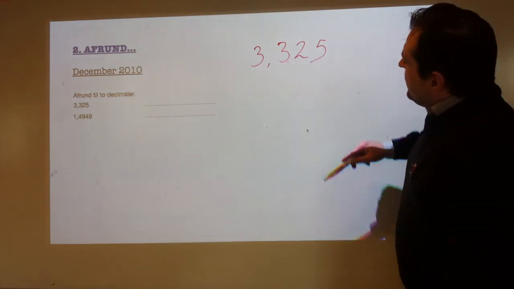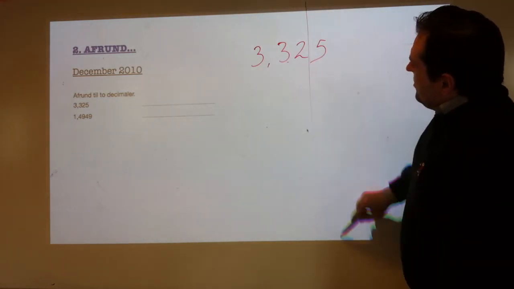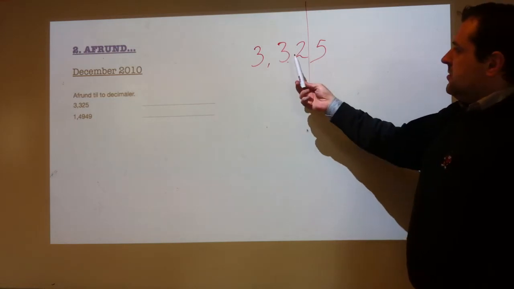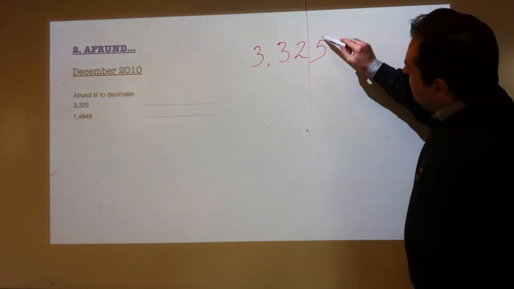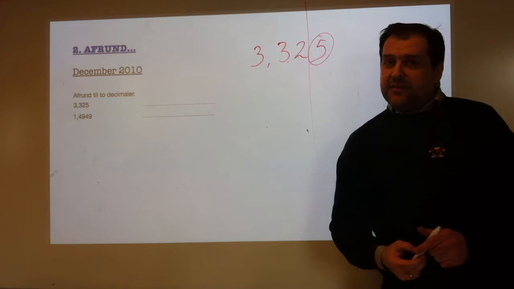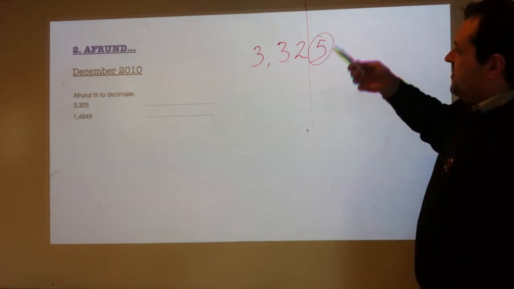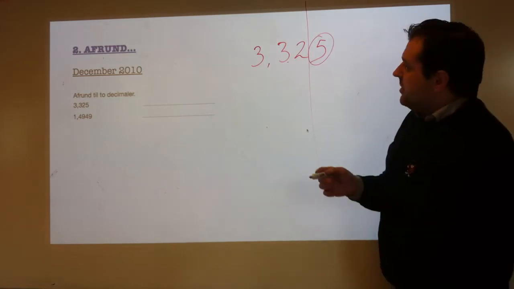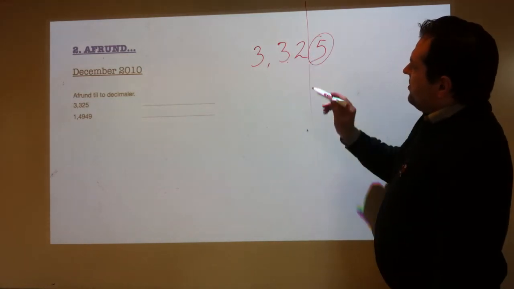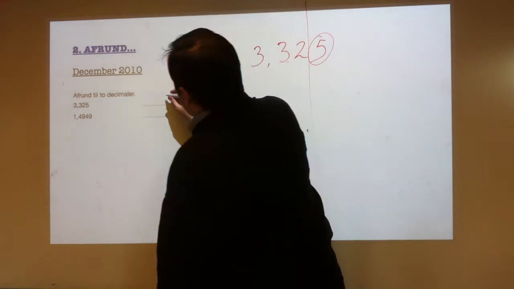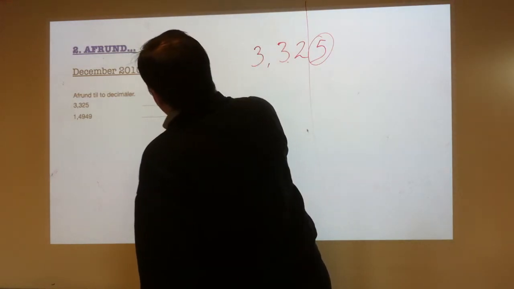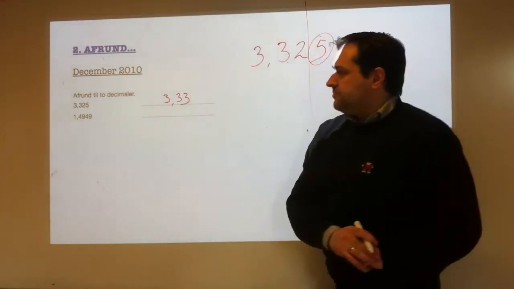So immediately cut it off at the point you're rounding after 2 decimals, and then you only look at the next number. So in this case it's a 5, which means you're going to round the number up. So 3.32 is going to round up to 3.33.